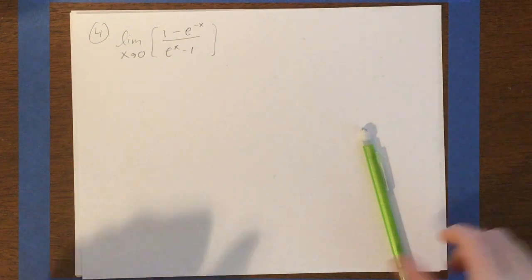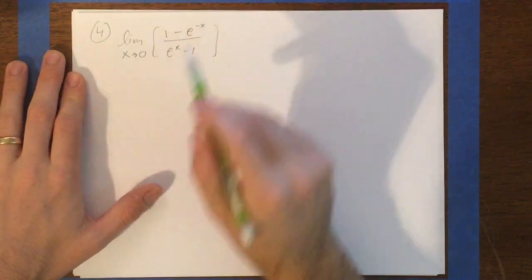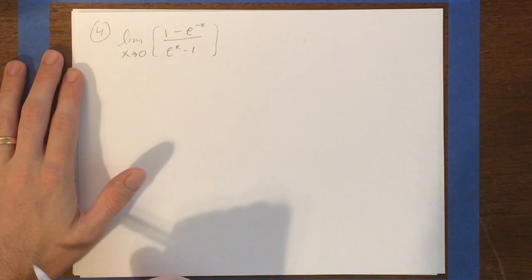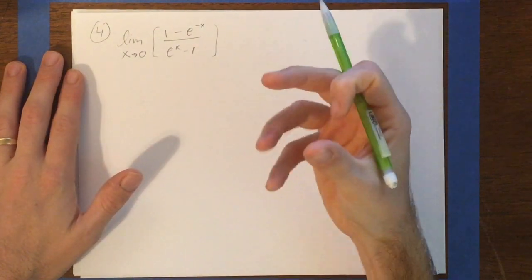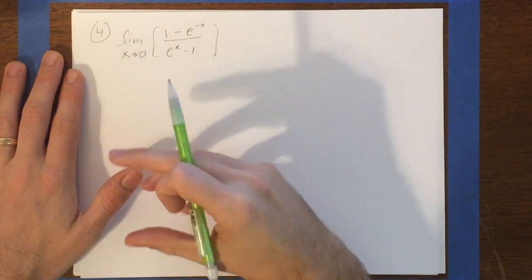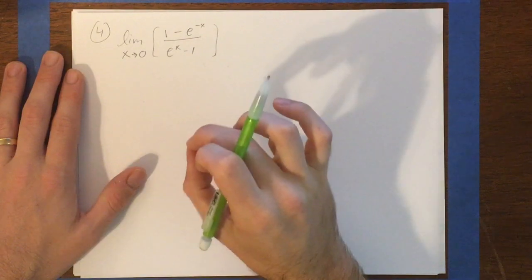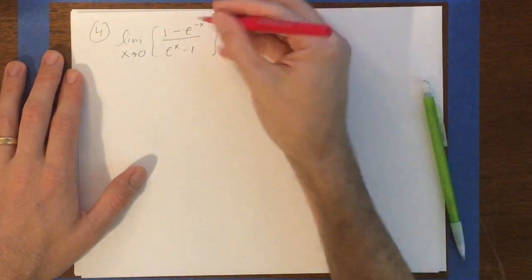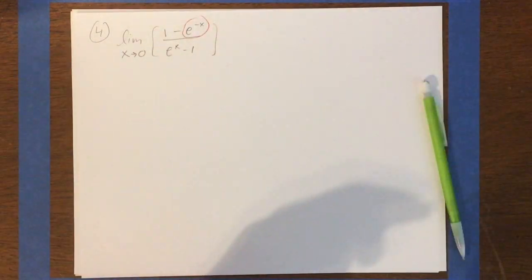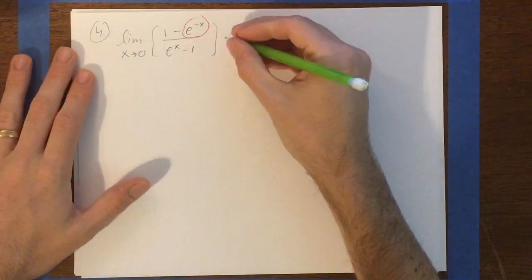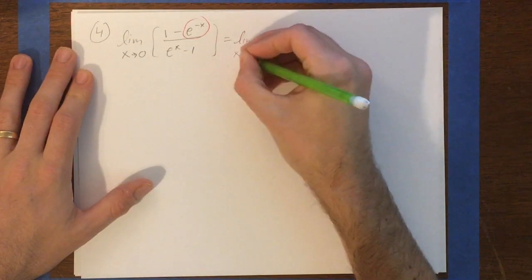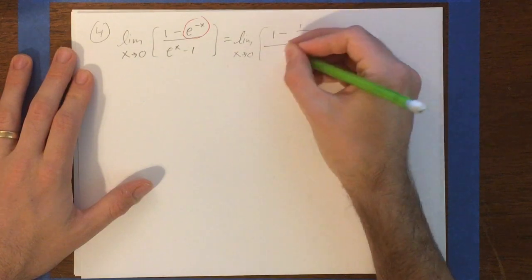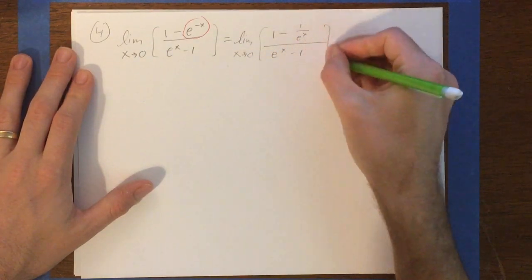So this example serves to remind us that negative exponents mean division, right? If there's a term with a negative exponent, then we can rewrite that term as a fraction, putting that term in the denominator and making the exponent positive. So I'm going to take the e to the negative x, and rewrite that part of it with a positive exponent: 1 minus 1 over e to the x, and then over e to the x minus 1.